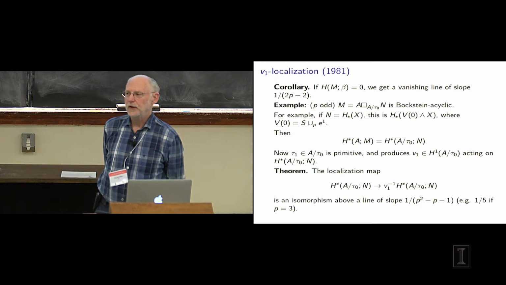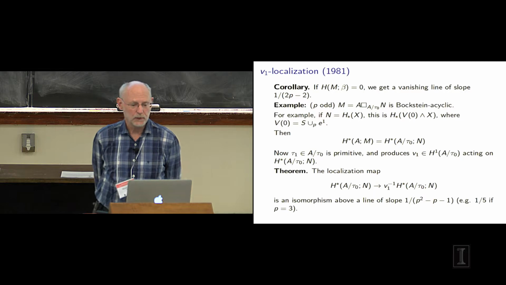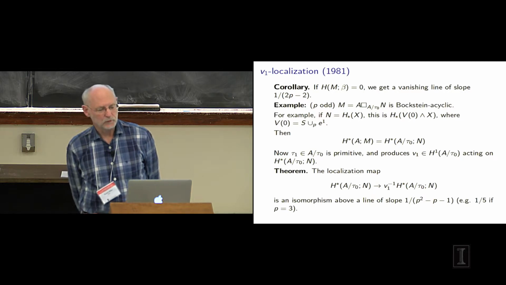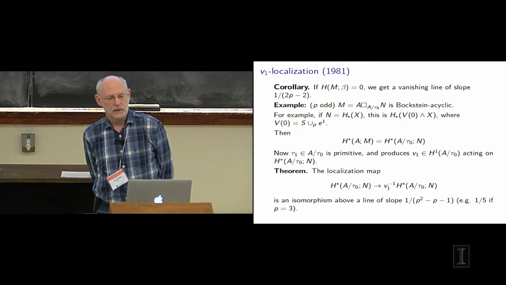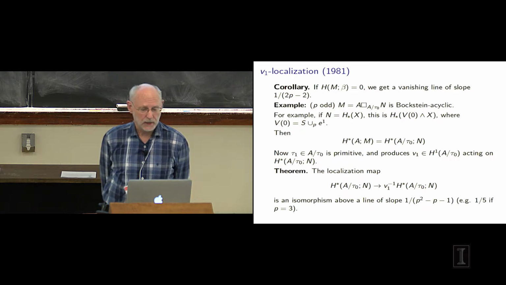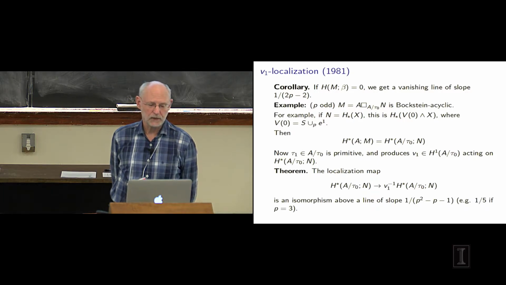Once you've divided by tau 0, then tau 1 is up next. It becomes a primitive element. It produces an element in the cohomology of this quotient Hopf algebra. That's V1. And V1 acts on any of the cohomology groups we're looking at.